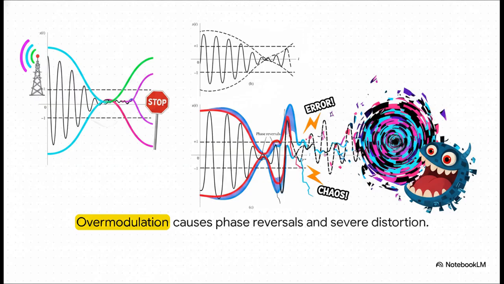For the envelope to remain perfectly identical to your message, the amplitude of that message term inside the brackets absolutely must be less than 1. If it goes over 1, the carrier wave gets overmodulated, the entire wave folds inside out, and the result is catastrophic, severe distortion on the receiving end. You definitely don't want that.